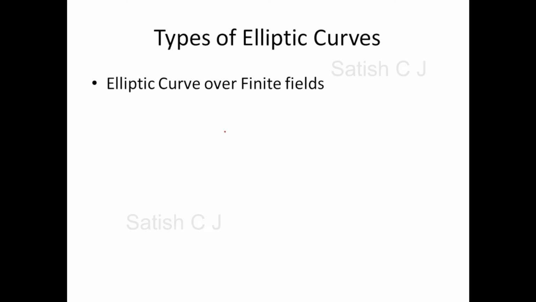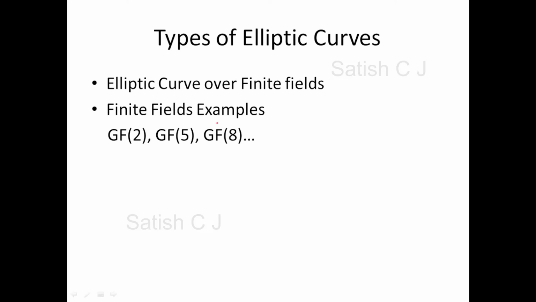If you're not clear on what a finite field is, please visit my lecture on groups and finite fields in abstract algebra. I will leave a link so that you can revisit those concepts. Some examples of finite fields: the set of all integers mod 2, mod 5, mod 8. These form a set of finite elements that come under a field.